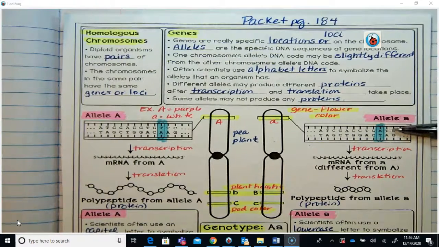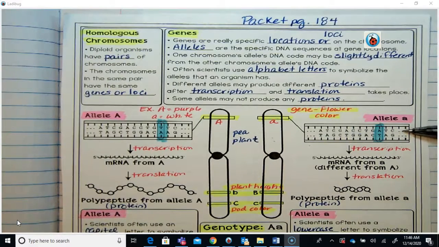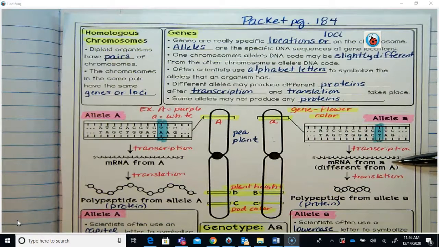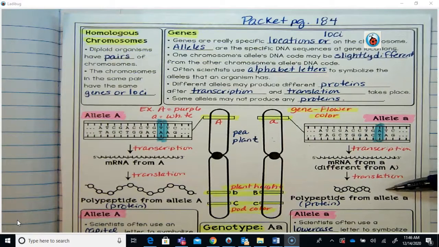Okay. Over here, we've got the DNA sequence for the little a allele. After transcription, you've got mRNA for the little a. And after translation, you have the polypeptide or the protein from the little a allele.